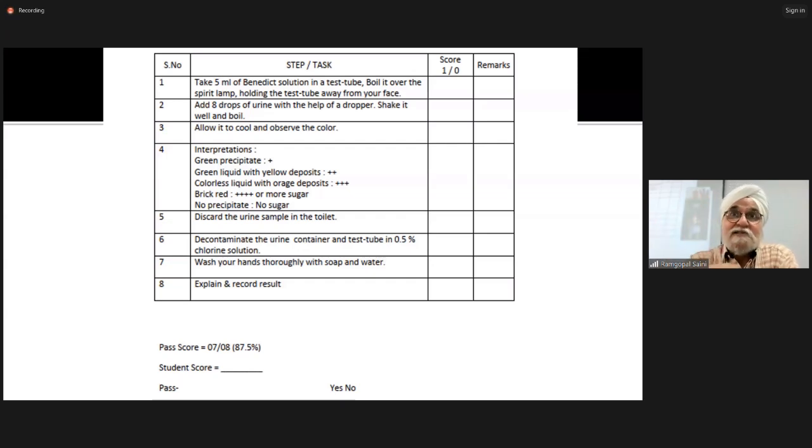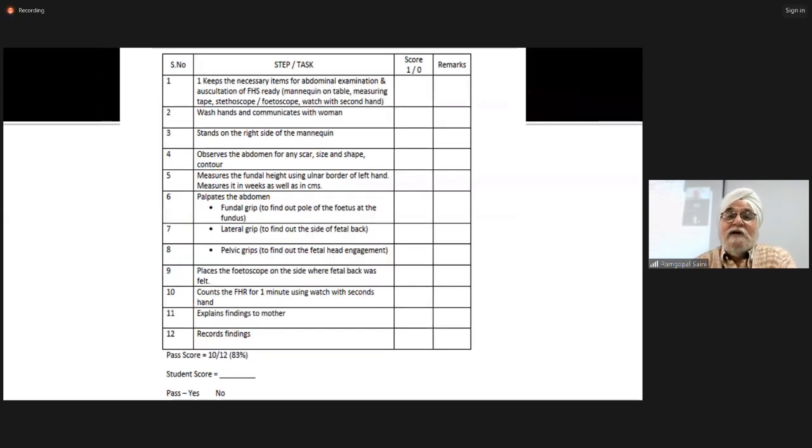Basically, these are from nursing. But if you are making it for your medical students, then you can decide. In microbiology, for example, you could give maybe more weight to this. In biochemistry, you could probably give more weight to the interpretation part. And then, 8 drops, which is the crucial step, should possibly get more weight as compared to treating everything uniformly. Okay, let's look at another example.